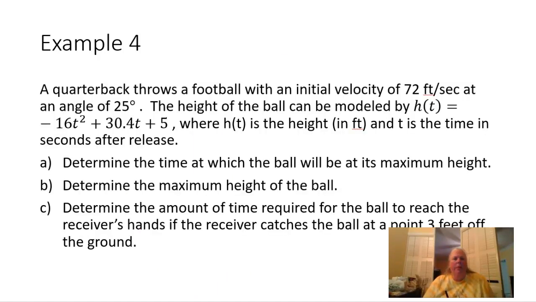Okay, example 4. A quarterback throws a football with an initial velocity of 72 feet per second at an angle of 25 degrees. The height of the ball can be modeled by the function h of t is equal to -16t squared plus 30.4t plus 5, where h of t is the height in feet and t is the time in seconds after release. Part A. Determine the time at which the ball will be at its maximum height.